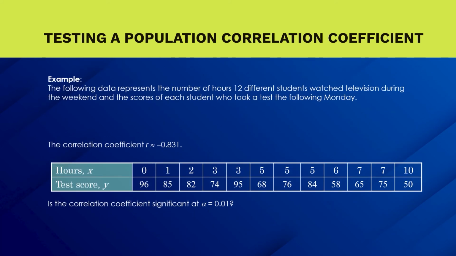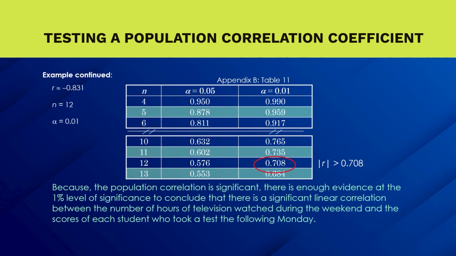So this is a way by which we are going to test the population correlation coefficient. The following data represent the number of hours 12 different students watch television. We have already taken the same example. Is the correlation significant with alpha equal to 0.01? When we have formulated, I think the value is coming like this. So r is coming greater than 0.708, which means that the population correlation is significant because there is enough evidence at the 1% level of significance. We conclude that there is a significant linear correlation between the number of hours of television watched during the weekend and the scores of each student who took a test on the following Monday.